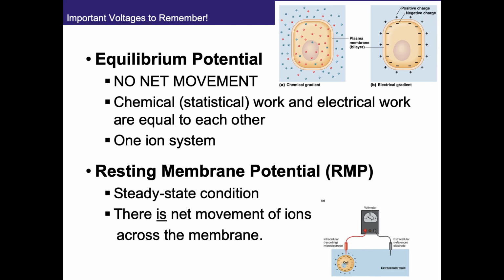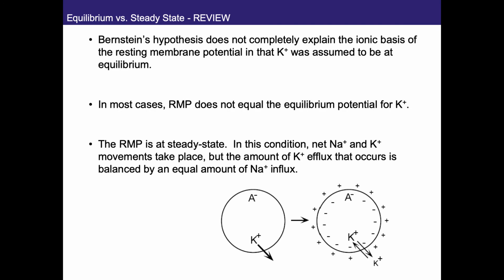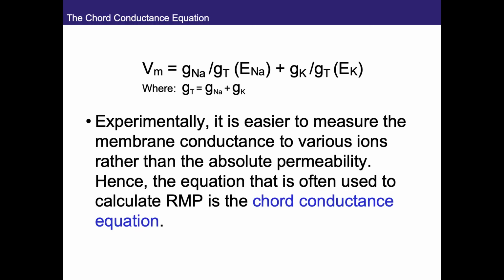Going back to the chord conductance equation, I'm going to show you this right here. Here is the actual chord conductance equation, and you don't need to memorize this. This is in a 2-ion system. Only sodium and potassium are moving across the membrane. So the total conductance is equal to the conductance for sodium plus the conductance for potassium. The membrane voltage is equal to the relative conductance of sodium over the total conductance. This would be 10% or 0.1.